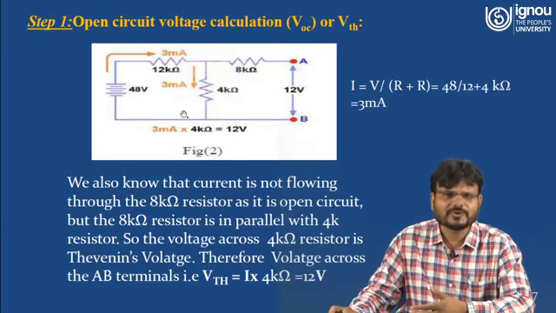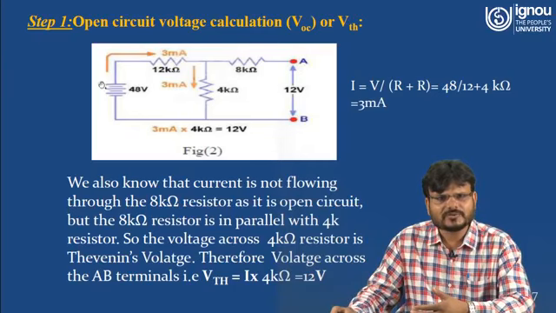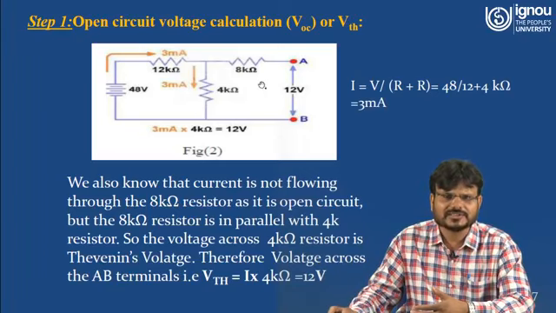So how will the current flow? You can see here there is only one voltage source, 48 volts. So whatever current is flowing, it will flow only in this direction, because it is an open circuit, so no current will go through this 8 kilo ohm. What will be the current in this circuit? This 48 volts divided by the total resistance, that is 12 kilo ohm plus 4 kilo ohm. So I equals 48 divided by 12 plus 4, that means 48 divided by 16, that means 3 milliampere. So in this circuit only 3 milliampere current is flowing.